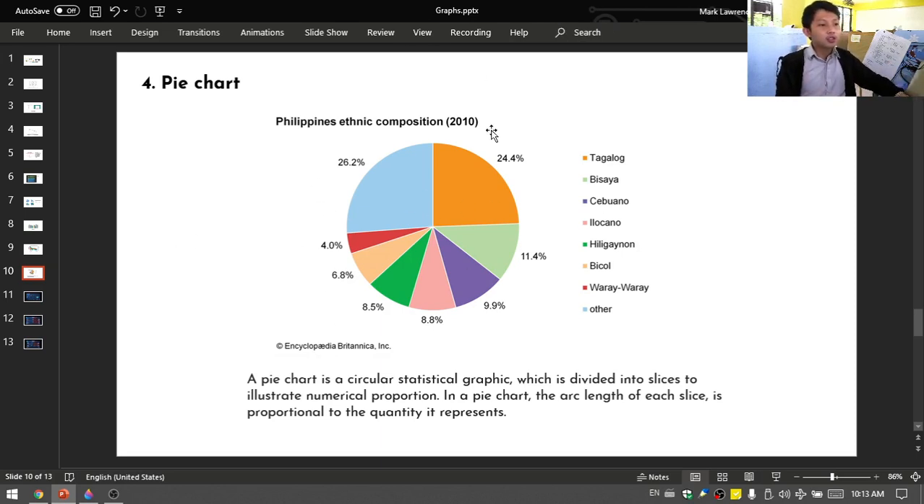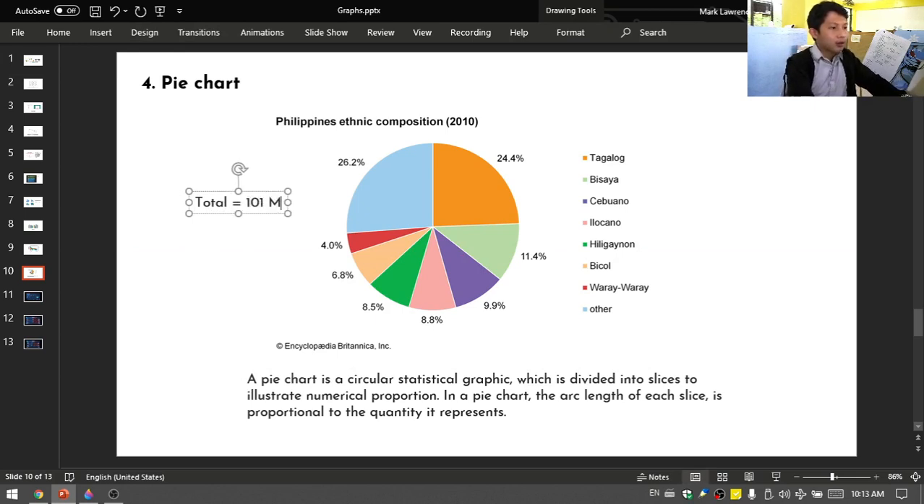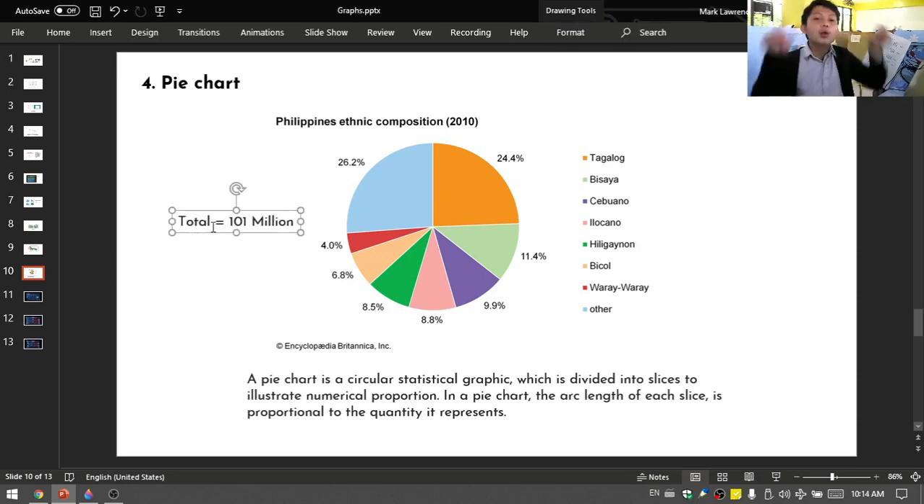So for example, this is the total population of the Philippines. Let's say this is 100. Okay, 101 million. Total equals 101 million. So that means the whole globe is 101 million.